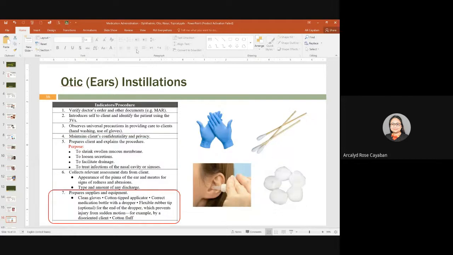What are the equipments that we need for otic or ear instillation or ear medication? One, of course, is your clean gloves, followed by your cotton tip applicator, your medication bottle. If possible, a flexible rubber tip, especially for patients who keep on moving, to prevent injury from sudden motion, especially for kids and disoriented clients. Then we have your cotton fluff, and this is your cotton ball actually on the photo. Cotton fluff means loosened cotton, okay? Not compacted cotton, it's loosened cotton.